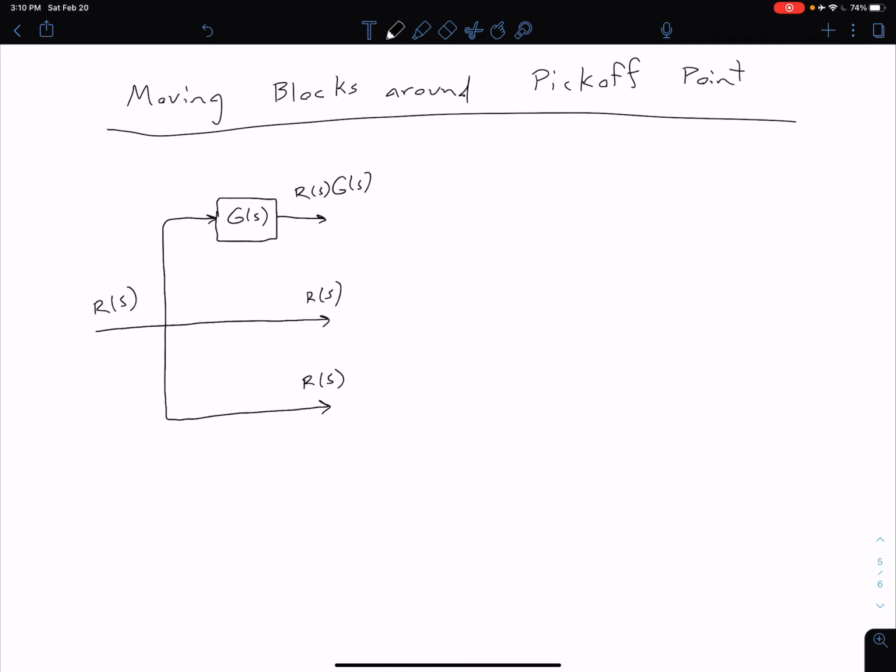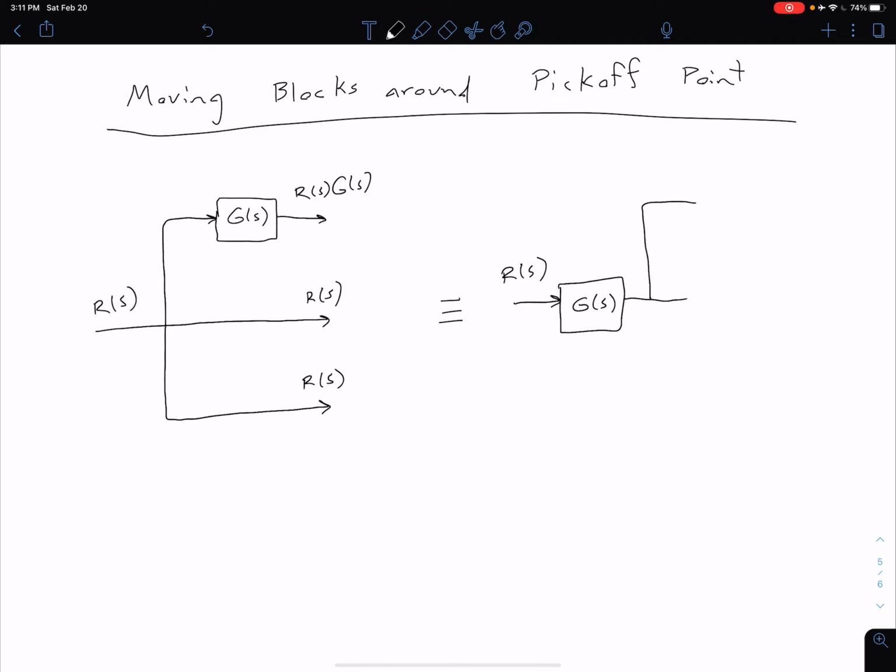So let's say, for instance, we have a block G of S as shown in the diagram here, and we want to be able to move this block G of S to the other side of this pickoff point. Again, we ultimately want to keep these outputs the same. So we have R of S, G of S on the top, and R of S on the bottom two. So we know we want to have a G of S here. And again, that's maybe to get a cascade form or a parallel form or a feedback form. But we want all of our outputs to stay the same.